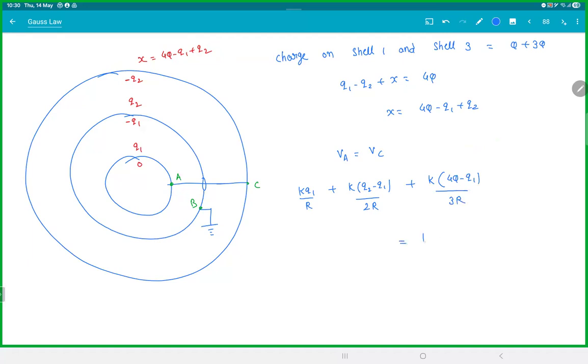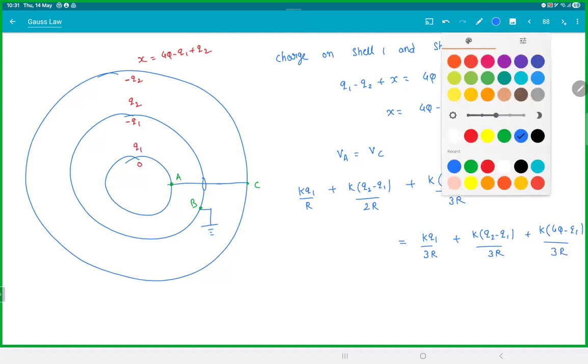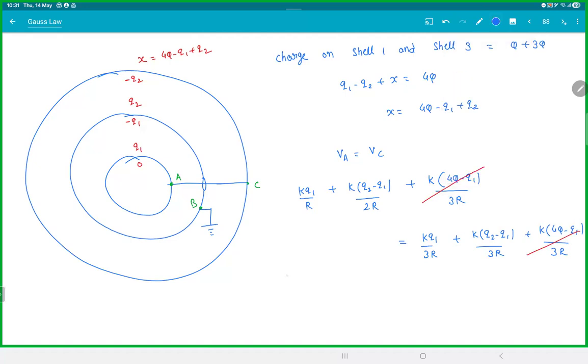This is equal to VC. That would be KQ1 by 3R, K Q2 minus Q1 by 3R. So C is outside for all of them. So you can directly take the total charge by the radius, Q1 by 3R. This term and this term go off. K and R go off. Then you end up with Q1 plus Q2 minus Q1 by 2, Q1 by 3 plus Q2 minus Q1 by 3. Check your equations there. So that would be your one equation.